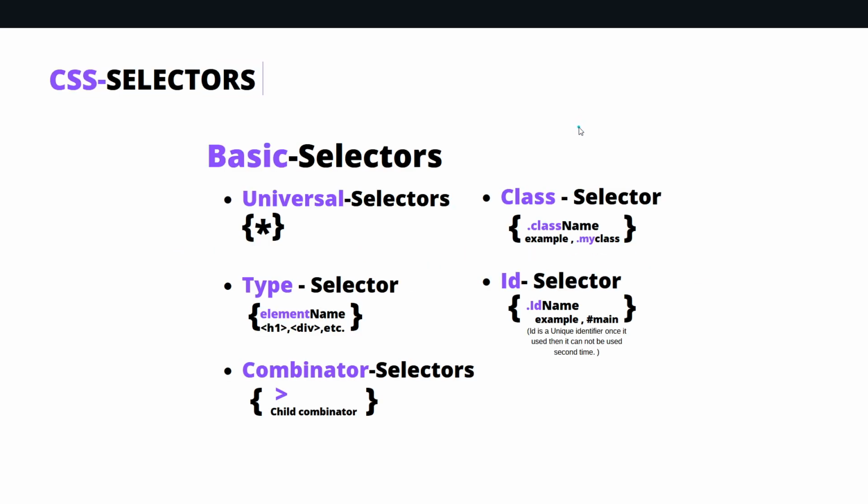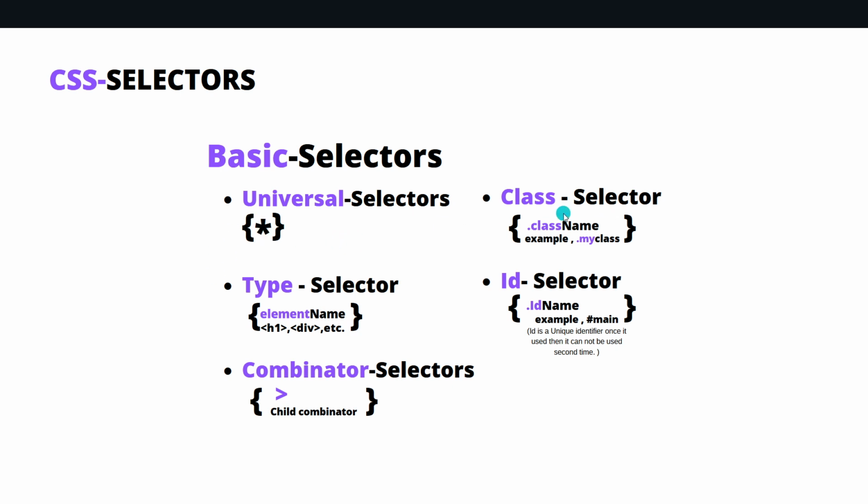So we have learned about the CSS selector, and in the CSS selector we have learned basic selectors. In the basic selector we have learned about the universal selector, and the universal selector is an asterisk sign. We have used this to select all the elements inside the HTML. To give all the elements style, we use this asterisk sign.